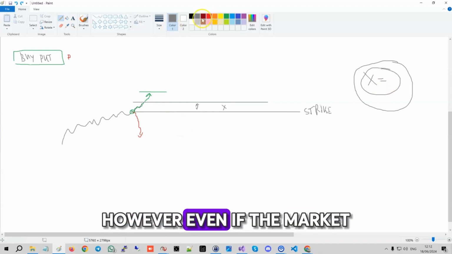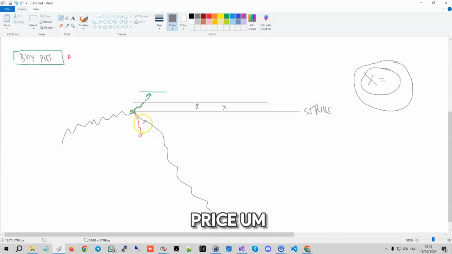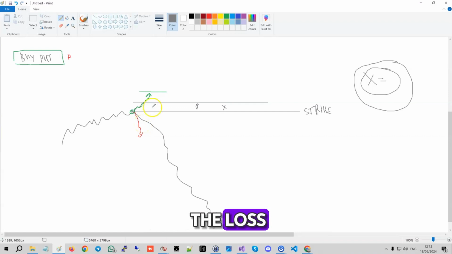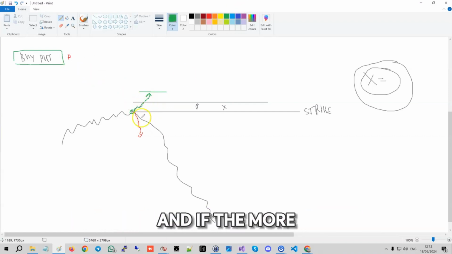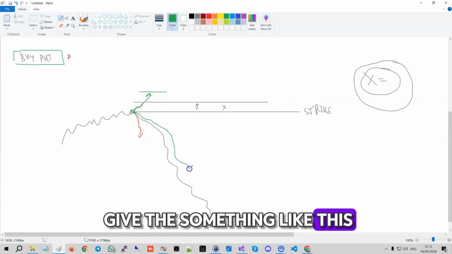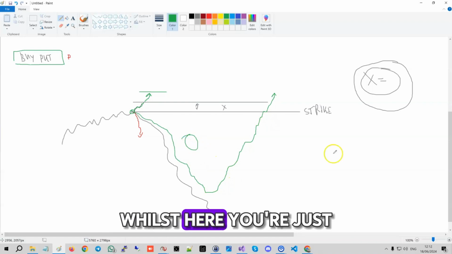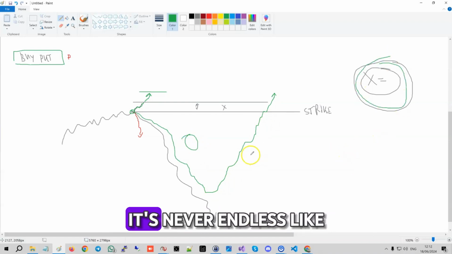Okay, however, even if the market goes down and down and down, the options profit is going to cover for the loss of the futures contract, or for the loss of the underlying asset. And if the market does something like this, it goes down, you can sit through this, whilst here your risk is controlled. It's really controlled. It's never endless like without hedging.